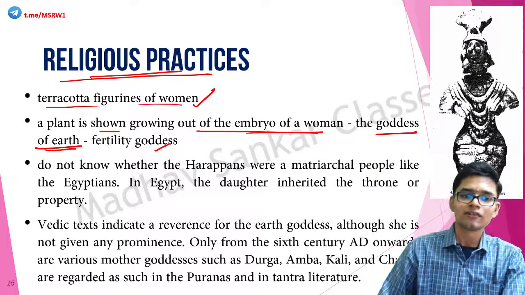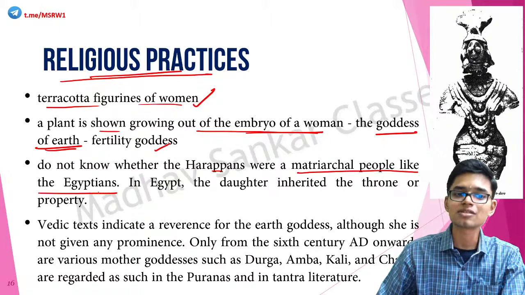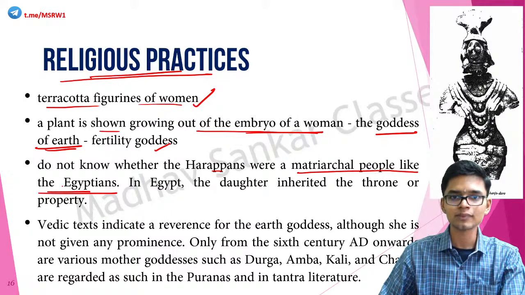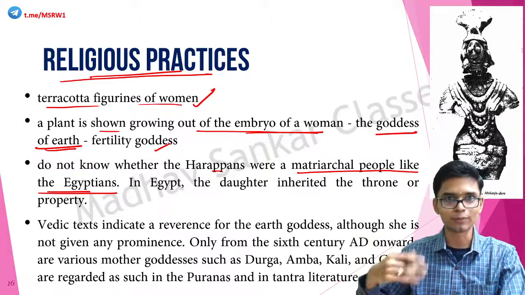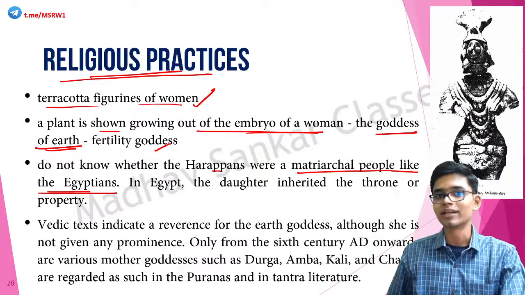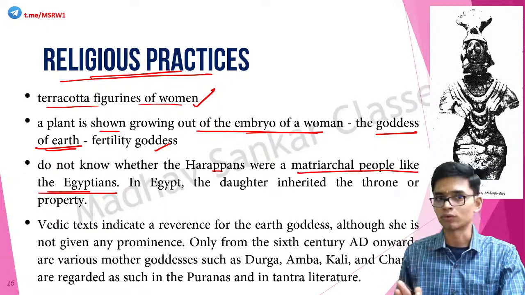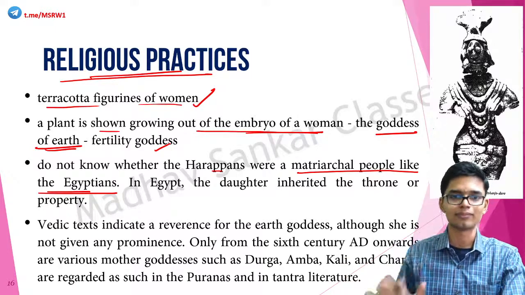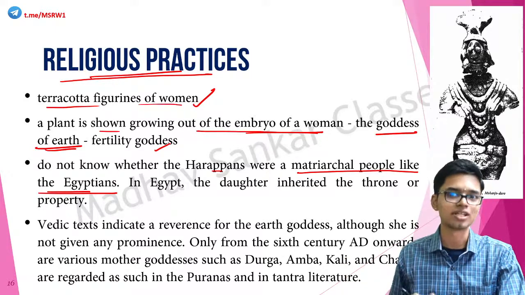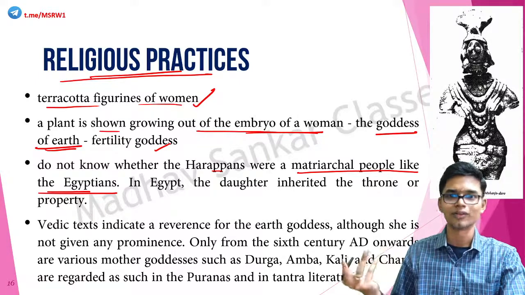Clear? But we do not know whether the Harappans were matriarchal people like the Egyptians. Egyptians were a matriarchal society. In Egyptian civilization, the daughters actually inherited the throne and the property. When the king dies, it goes to the daughter, the property as well as the throne. But we have absolutely no idea how the Harappan administrative machinery worked. Whether it was a matriarchal society or not, we have nothing to go on with.